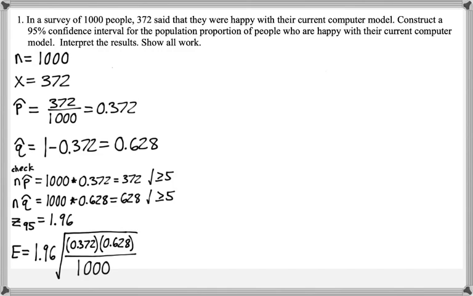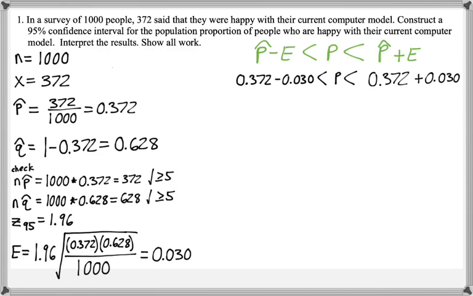So now we can calculate our margin of error. That's 1.96 times the square root of 0.372 times 0.628 divided by 1,000, and that's 0.030. Now we can construct our confidence interval. So P is between 0.372 minus 0.030 and 0.372 plus 0.030. So P is between 0.342 and 0.402.